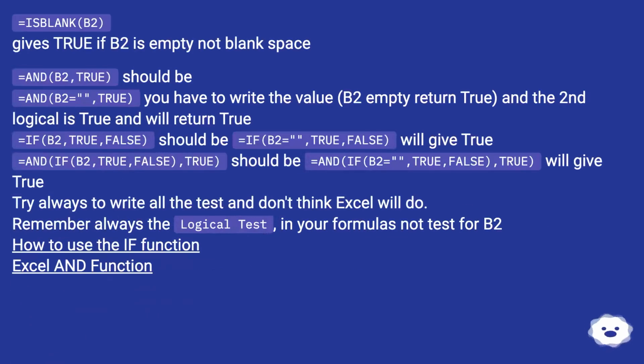Equals is blank, B2, gives true if B2 is empty, not blank space. Equals AND, B2, true, should be equals AND, B2 equals true; you have to write the value. B2 empty returns true, and the second logical is true, and will return true. Equals IF, B2, true, false, should be equals IF, B2 equals true, false, will give true. Equals AND, IF, B2, true, false, true, should be equals AND, IF, B2 equals true, false, true, will give true.